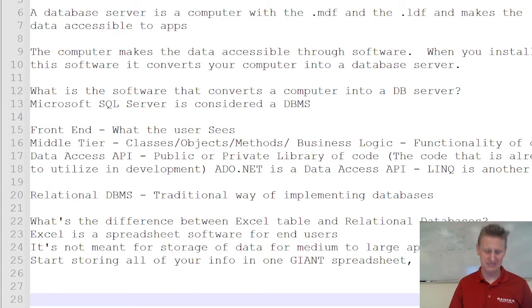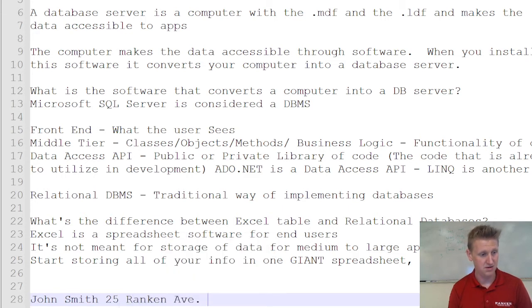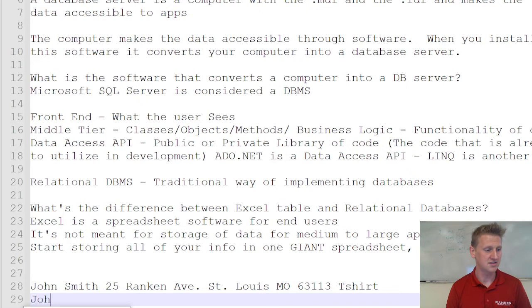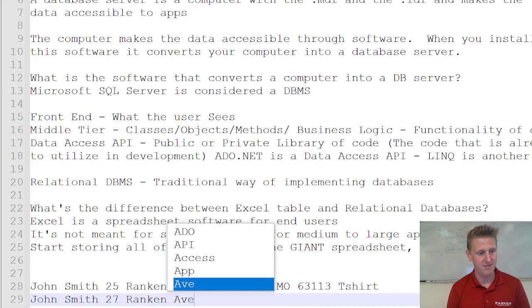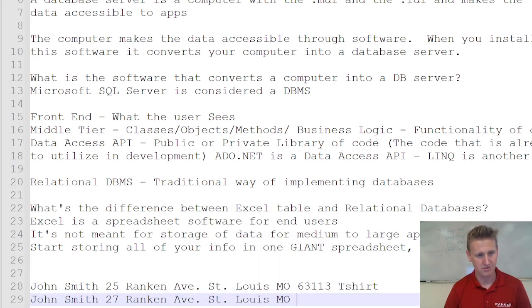Like, John Smith lived at 25 Rankin Avenue in St. Louis, Mo. And he bought a t-shirt, whatever. Well, then John Smith moved, and John Smith moved to 27 Rankin Avenue in St. Louis, Mo. And he bought a car. Okay. Now we've got 2 records in the database, and right away, what's the problem?